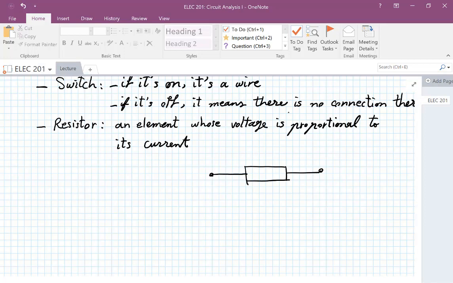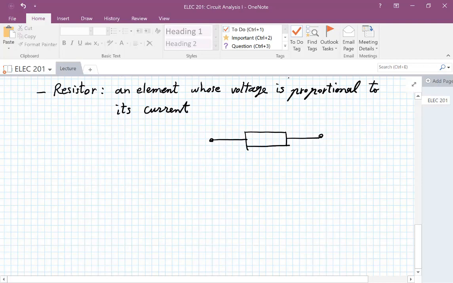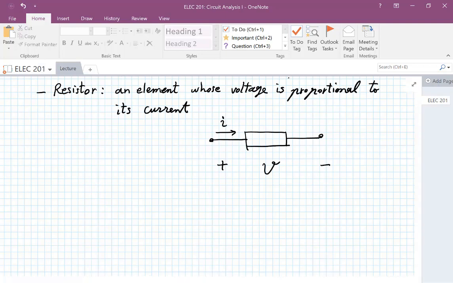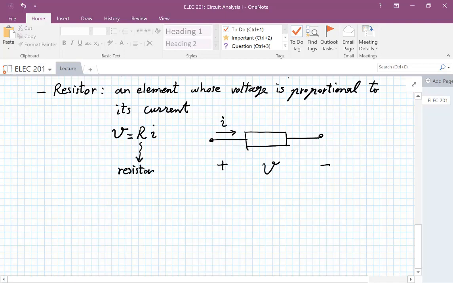We have to define a voltage and current. Now, voltage and current turn out to be algebraic quantities. They can be positive or negative. They have a sense of direction associated with them. So we'll define them like this. V representing voltage and I representing current. So a resistor is an element in which V is proportional to I. And that constant of proportionality is called resistance. Okay.